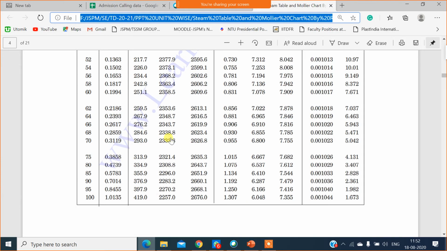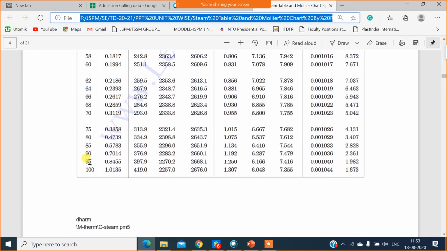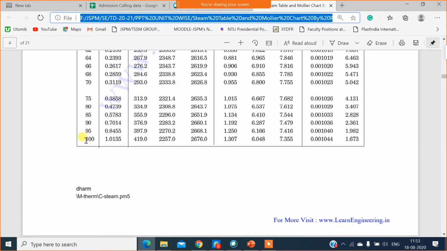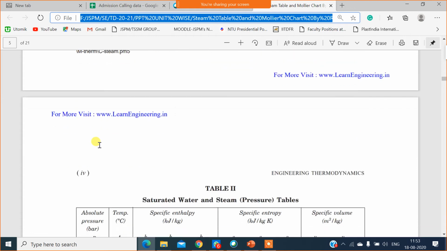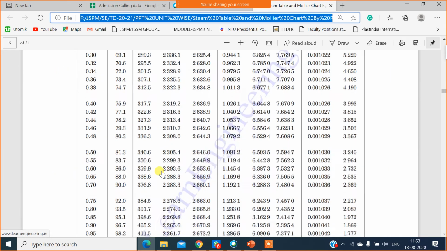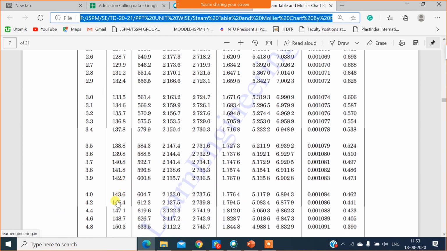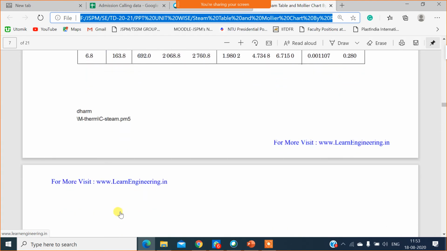Again, we will go to the steam table. Look at here. In this problem, temperature is given, and in the steam table of the Rajput, temperature up to 100 degrees Celsius is given. Therefore, we will search for temperature in the pressure chart, that is table number 2. Look at here. We will go for 245 degrees Celsius.